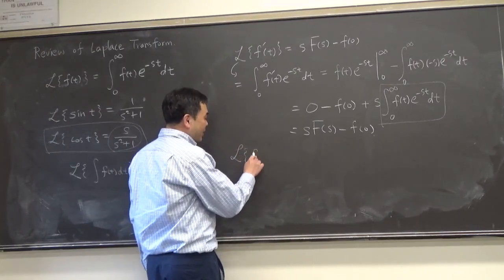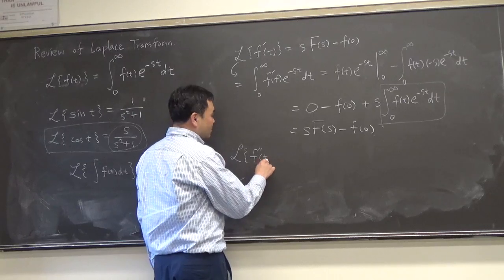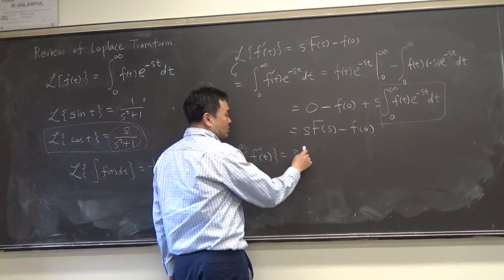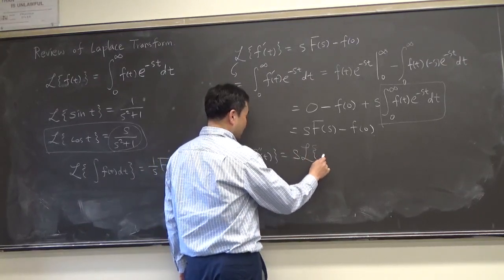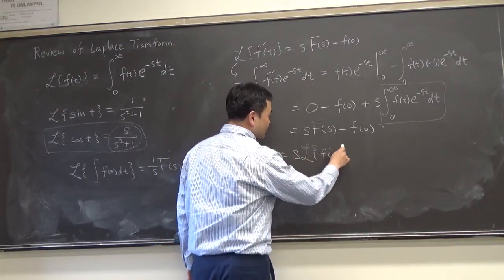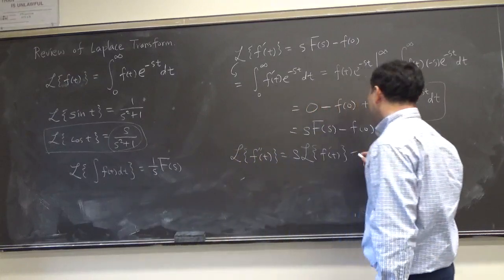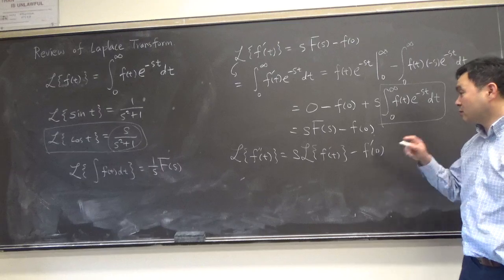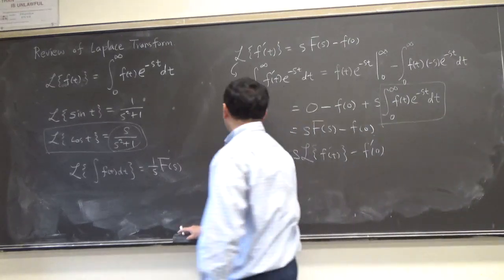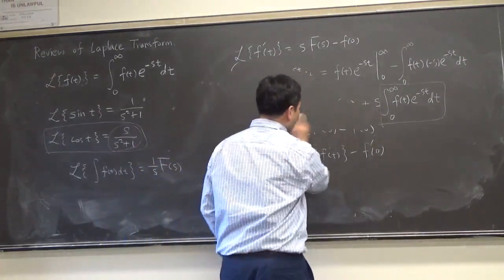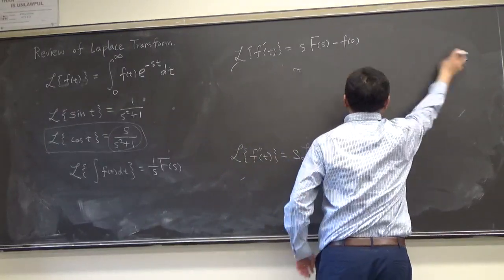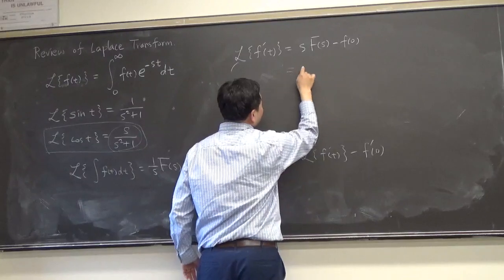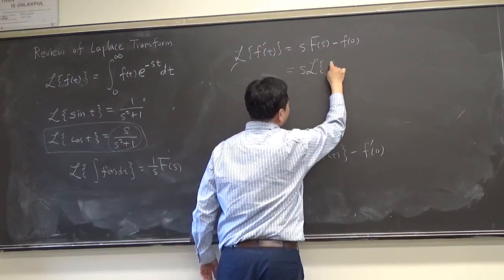Laplace transform of f double prime of t is s times Laplace transform of f prime of t minus f prime of 0. So what we just proved can be written this way, or because this by definition is s times Laplace of f of t.